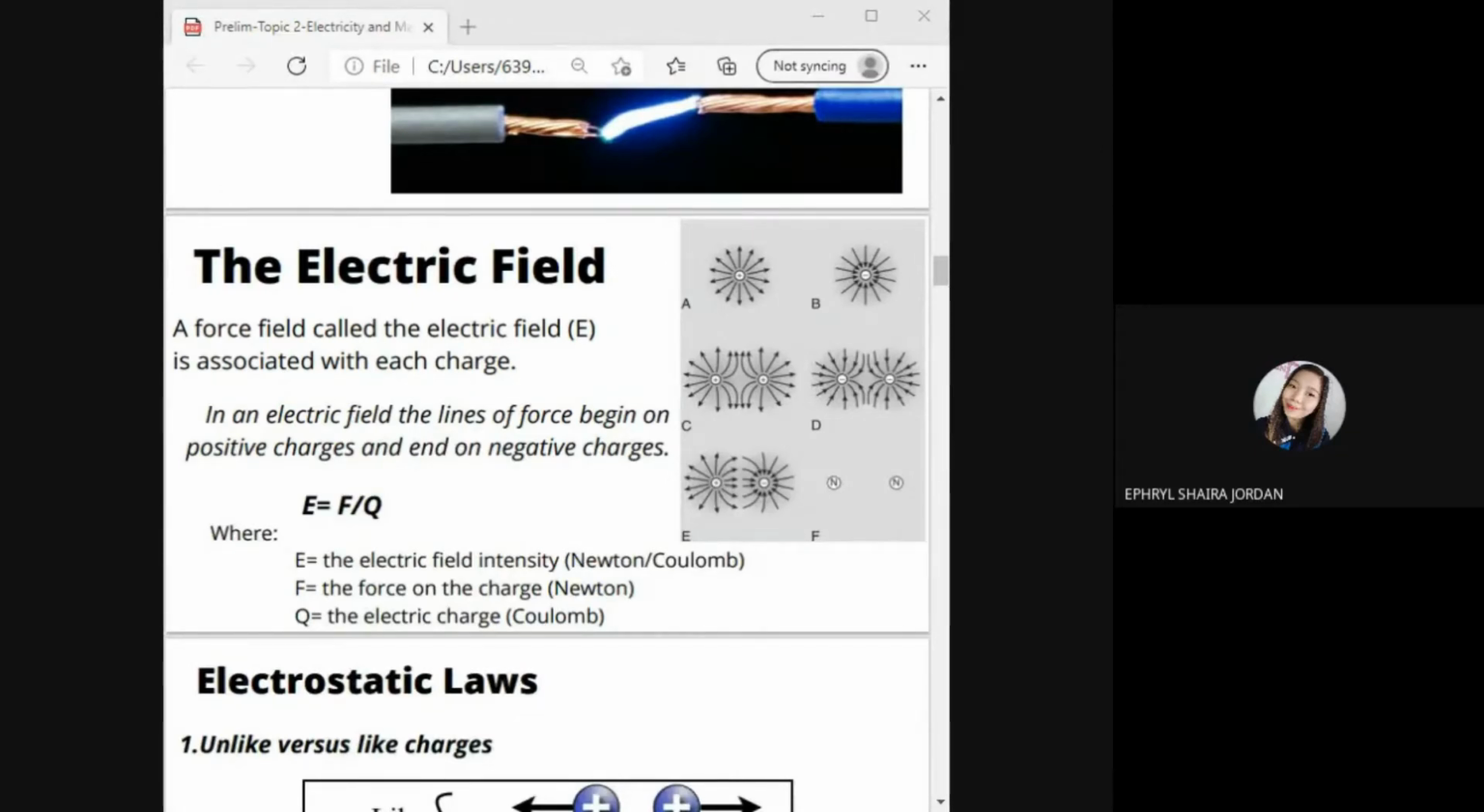So we have here a formula. E is equivalent to F over Q, where E is the electric field intensity, which has a unit of Newton per coulomb. F is the force on the charge, with a unit of Newton, and Q stands for the electric charge, and it has a unit of coulomb.